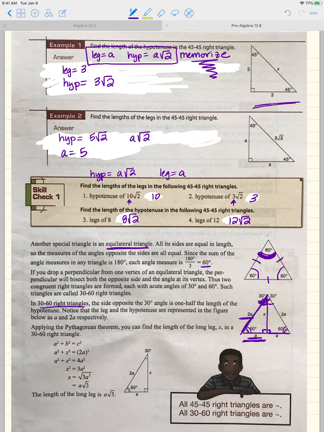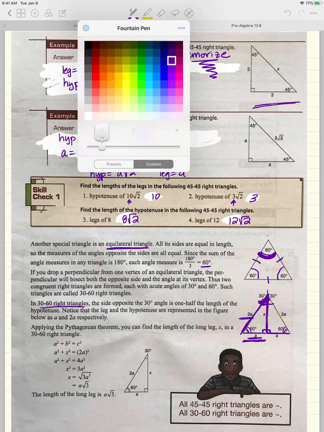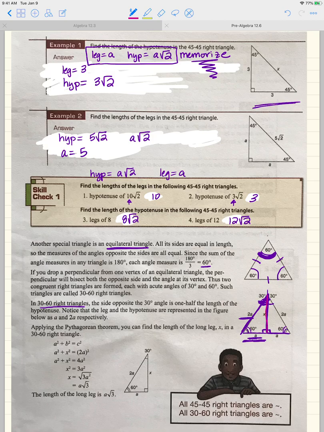Applying the Pythagorean theorem, you can find the length of the long leg. Here's the long leg. Probably should switch to another color so you guys can see that. When we apply the Pythagorean theorem, you can find the length of the long leg in a 30-60-90, okay? Here's a squared, here's x squared, there's the long leg, and we've already said if the side opposite the 30-degree angle is A, the hypotenuse is 2A. So here we've plugged in 2A for the hypotenuse.